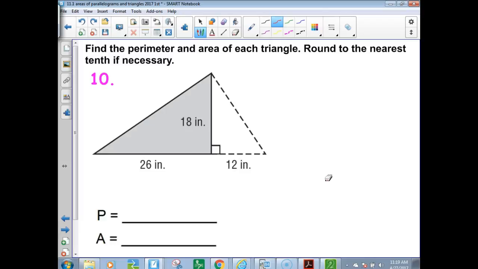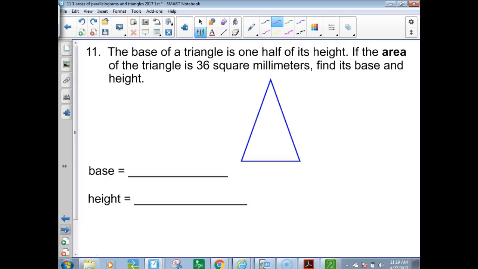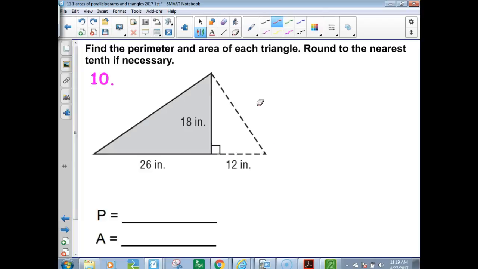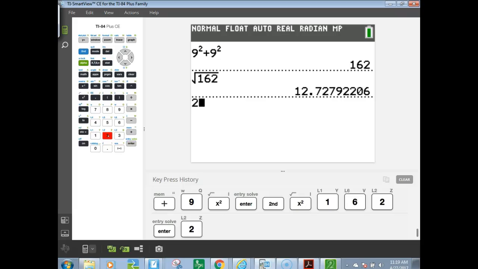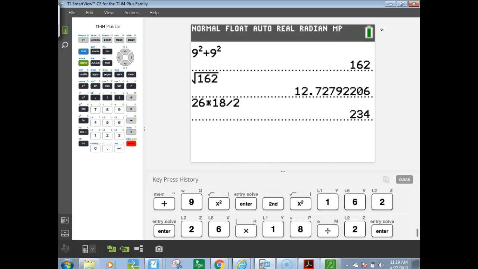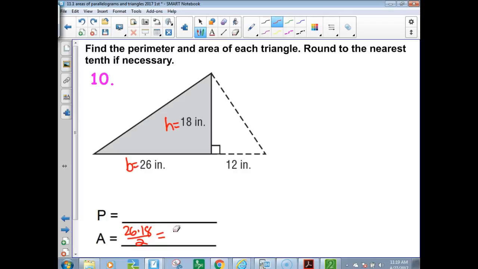All right, our last example, oh wait, two more. Number 10, find the perimeter and area of each figure. For finding the area, we're all set because 18 would be the height and the base would be 26. 26 times 18 divided by 2 is our area. 234 square inches for our area.